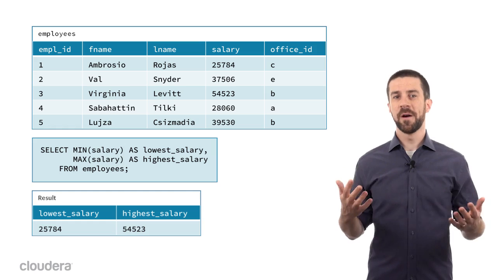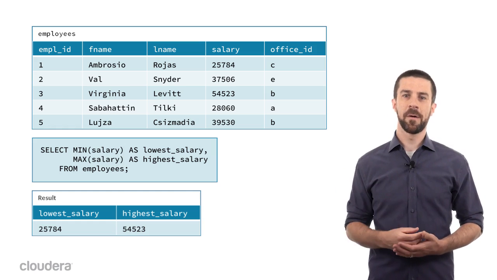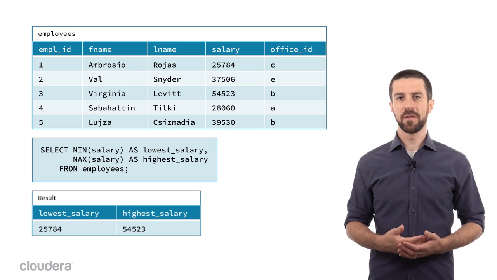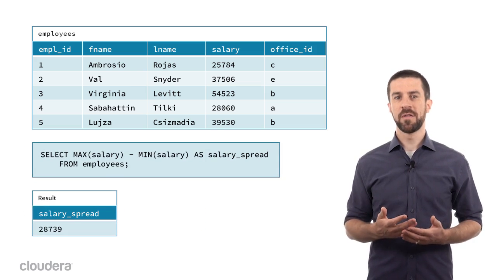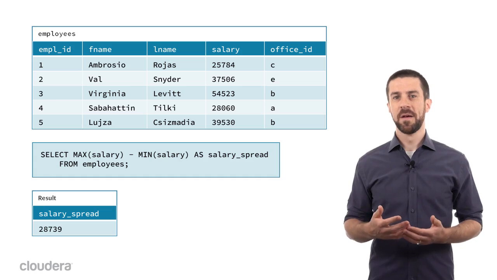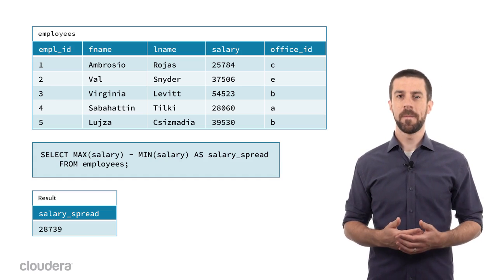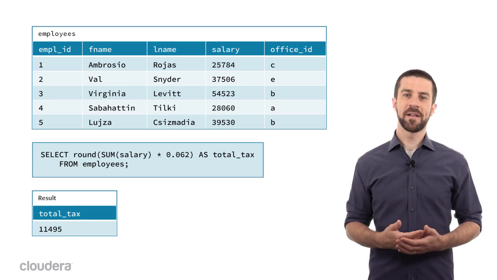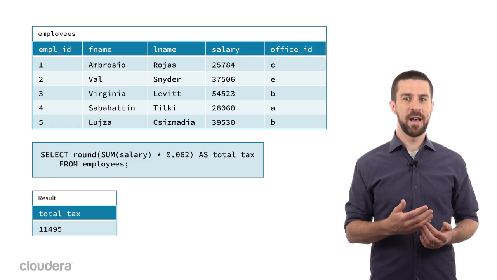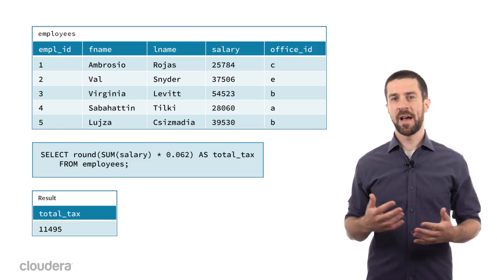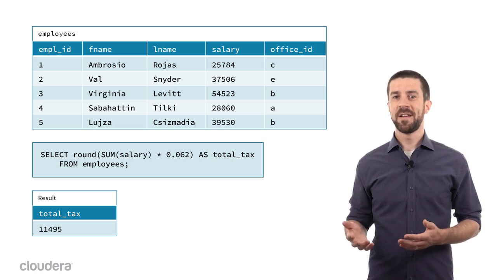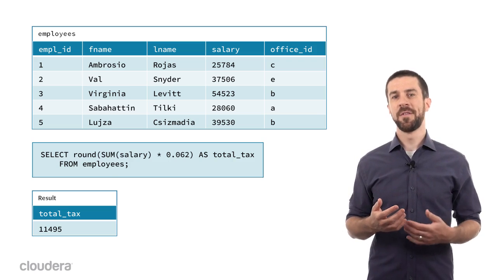Those examples all used very simple aggregate expressions. They all had just a single aggregate function with no other functions or operators. But you can use more complex aggregate expressions. For example, this query returns the range or spread of the salaries in the employees table. The aggregate expression is MAX(salary) - MIN(salary). Here's another example of a more complex aggregate expression. This one answers the question, if there's a 6.2% payroll tax for each employee, then what's the total tax for all employees rounded to the nearest dollar? The aggregate expression to compute this is ROUND(SUM(salary) * 0.062).